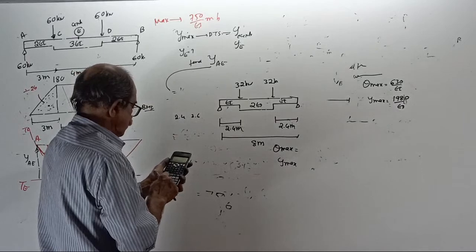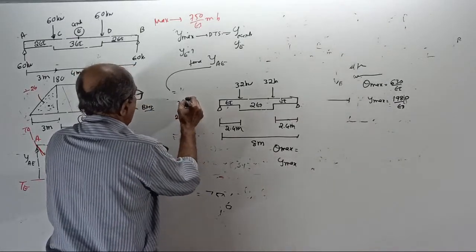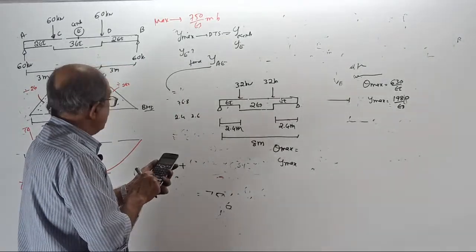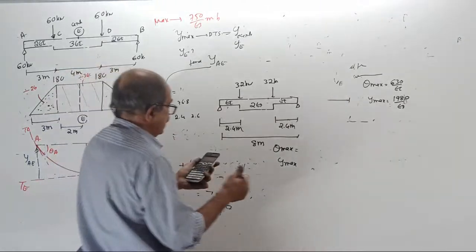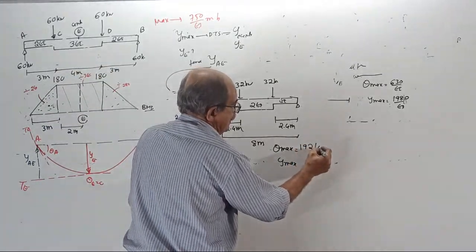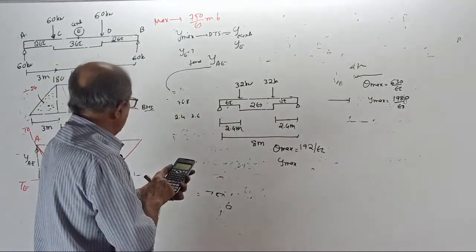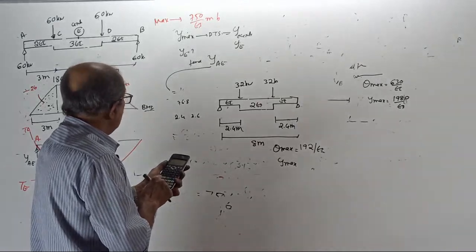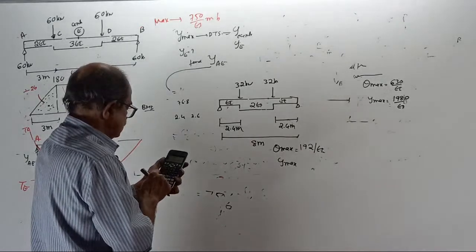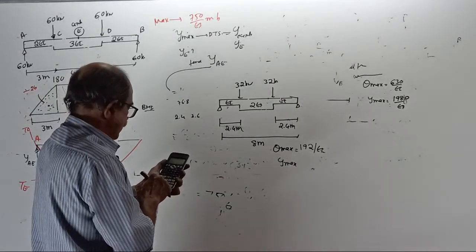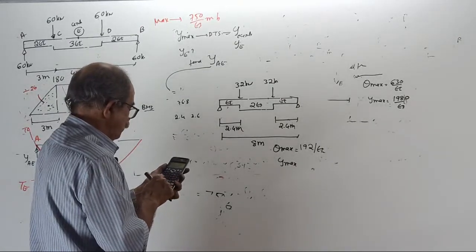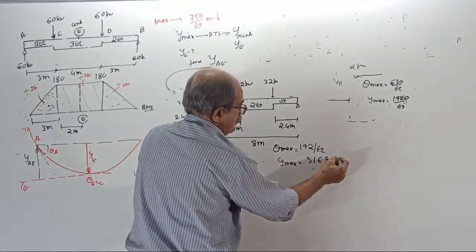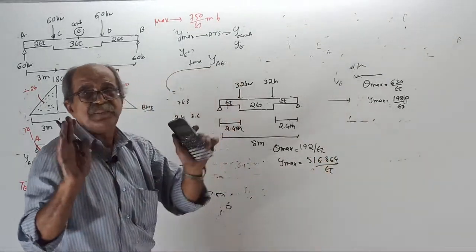And bending moment is 32 into 2.4, which is 76.8. Answer is half into 2.4 into 76.8 plus 2.6 into 76.8 divided by 2. Theta max is 192 by EI. Maximum deflection: half into 2.4 into 76.8 into 2 by 3 of 2.4, plus 2.6 into 76.8 into bracket 2.4 plus 2.6 divided by 2, answer divided by 2, equal to 516.864 by EI. I also did it by the moment area method only.